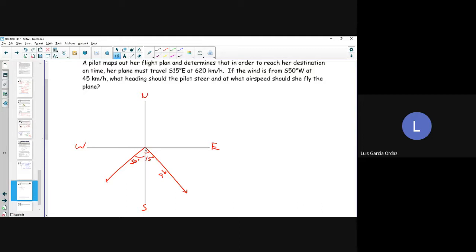Okay? So this we know is 45 kilometers an hour. However, because I want to draw my parallelogram diagram, this is going to be my vector W. So this is vector A, and that is vector W on the top. I need to figure out at what airspeed she should fly the plane.